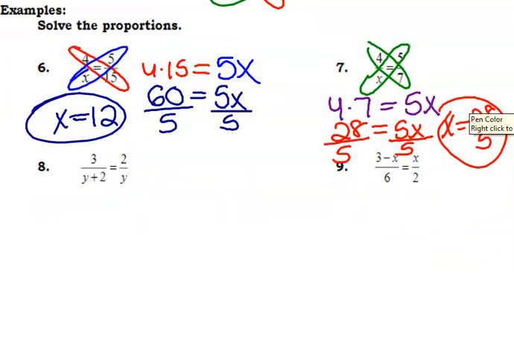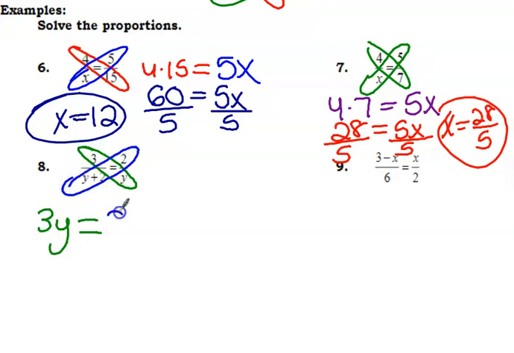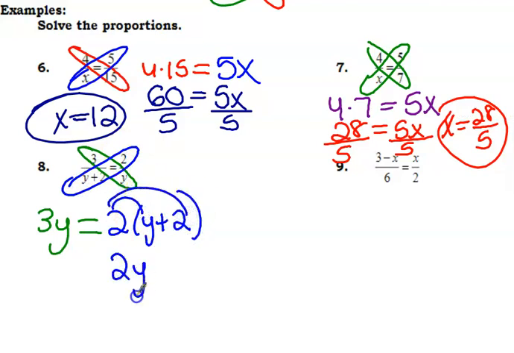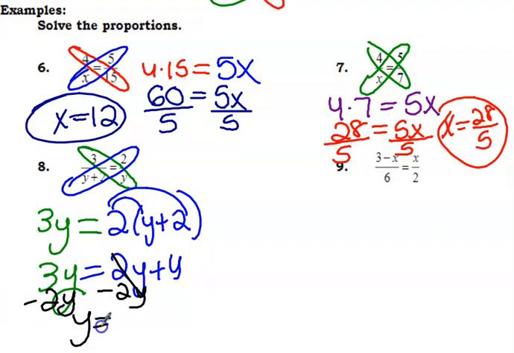We're going to have to distribute because we have a lot going on, a lot to unpack. So I have 3 times y for that one. Then I have 2 times y plus 2. I want to distribute the 2, so I have 2y plus 4 equals 3y. Okay, and now I'm solving. So I'm going to subtract 2y to both sides. And I get y equals, what's left over? 4. So y equals 4. Okay, great job, guys. So again, I'm cross multiplying and then solving for the variable.